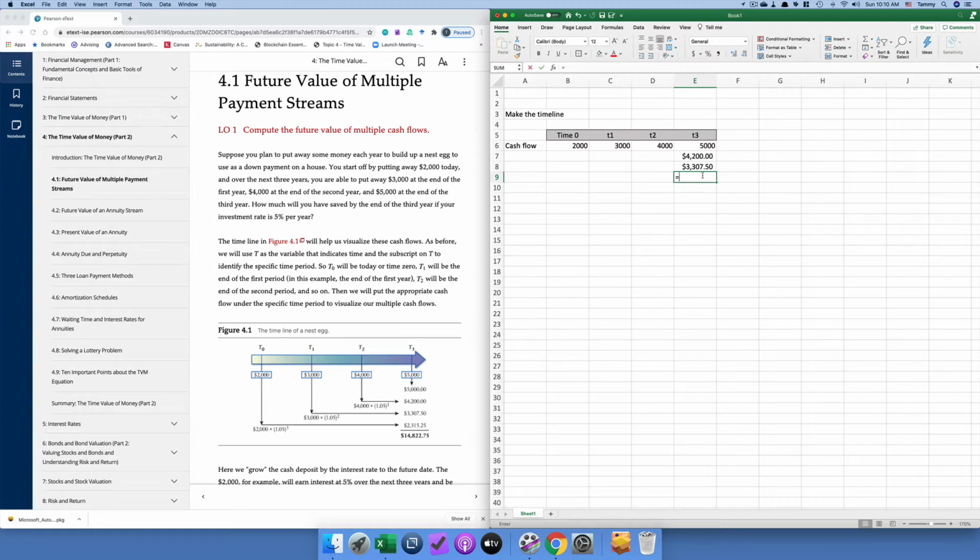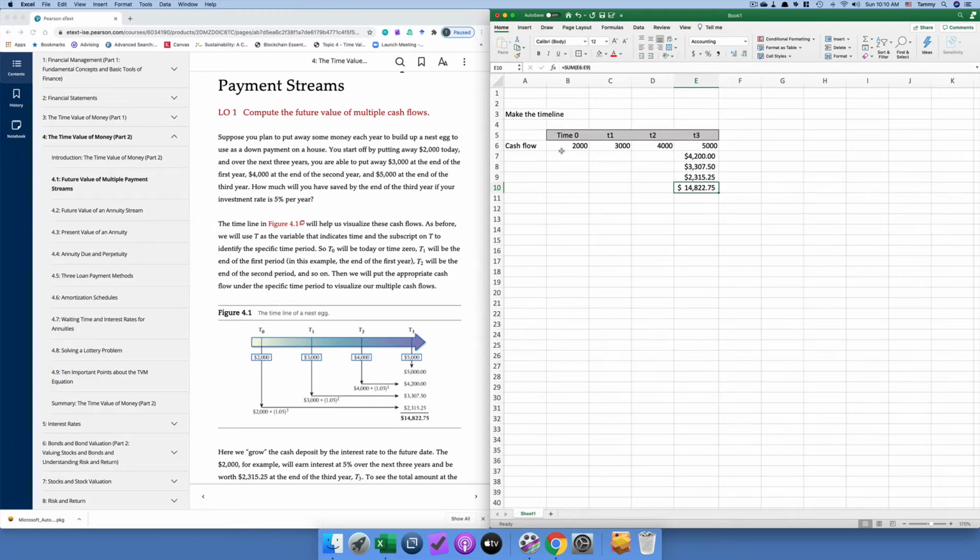And then finally, we can do the future value of the first cash flow today. So the rate, 3 periods, payment was 0, present value was negative, and there it is, 2315, just like here. If we sum all these up, we get to what it shows in the book, which is 14,822.75, precisely the same.